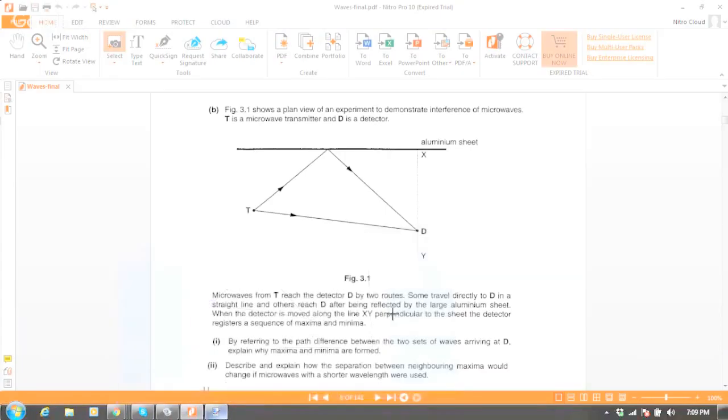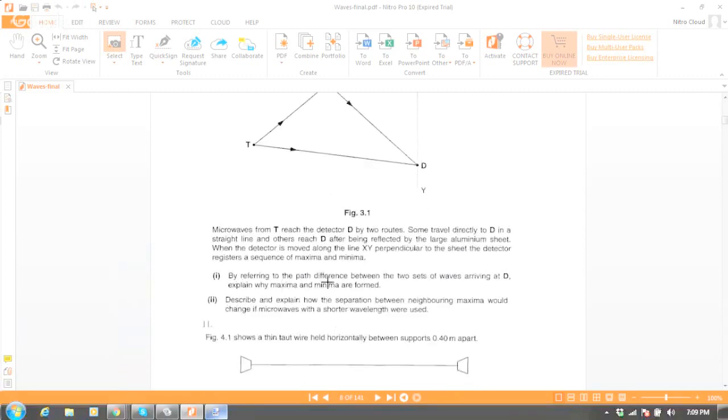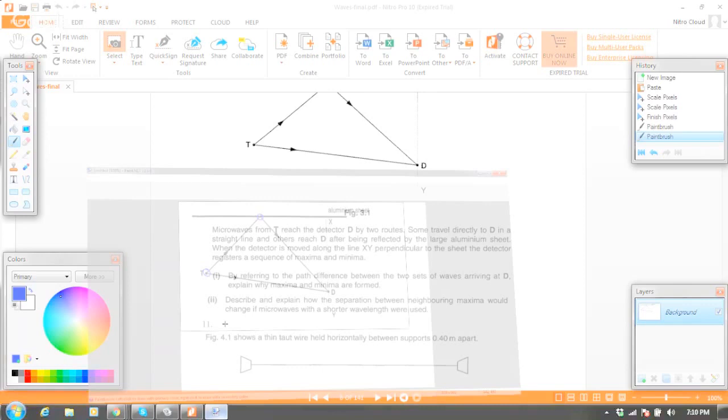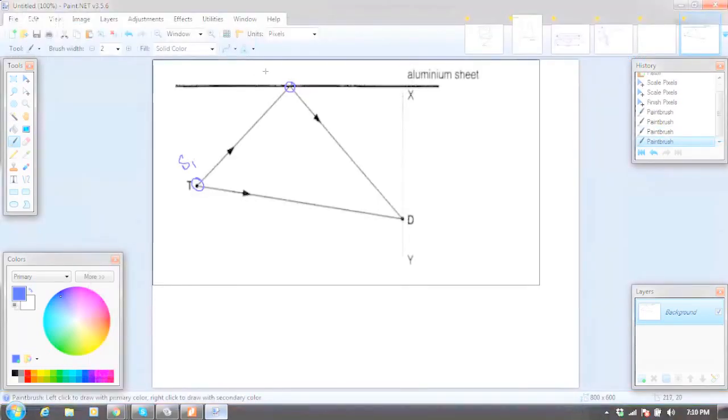It says that when the detector is moved along line XY, perpendicular to the sheet of the detector, it registers a sequence of maxima and minima. Maxima is the constructive interference and minima is the destructive interference. By referring to the path difference between the two sets of waves arriving at D, explain why maxima and minima are formed. Now, there are two sources. We call it, say, source S1 and this is S2. And the path difference is actually the difference of distances of two wave sources from a particular point.